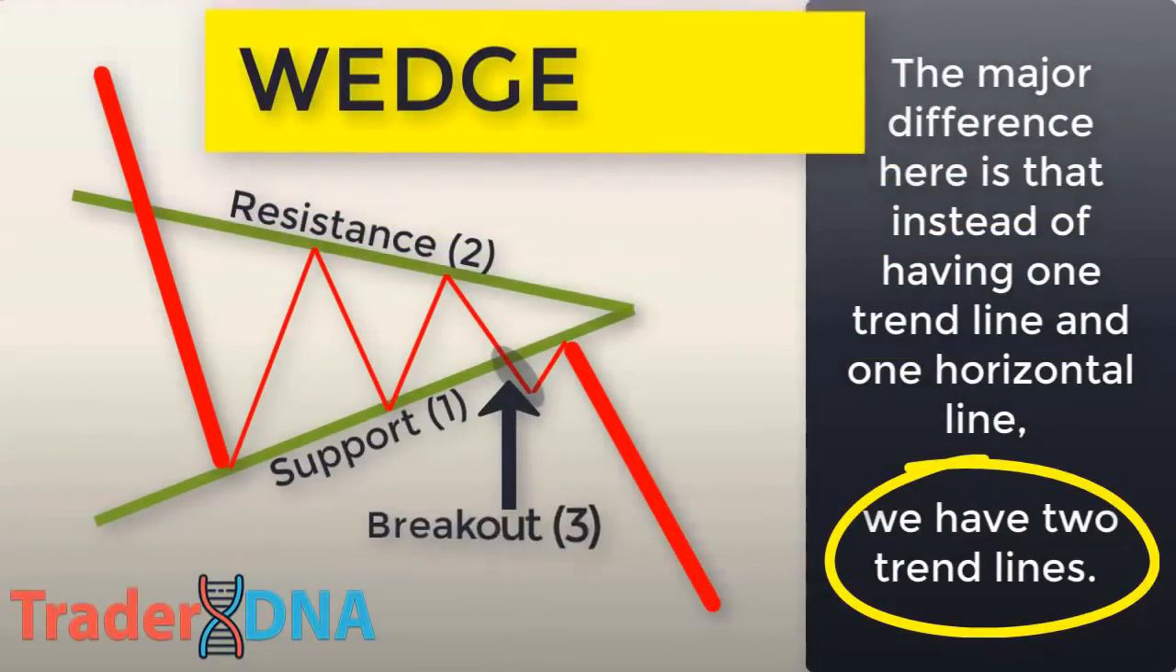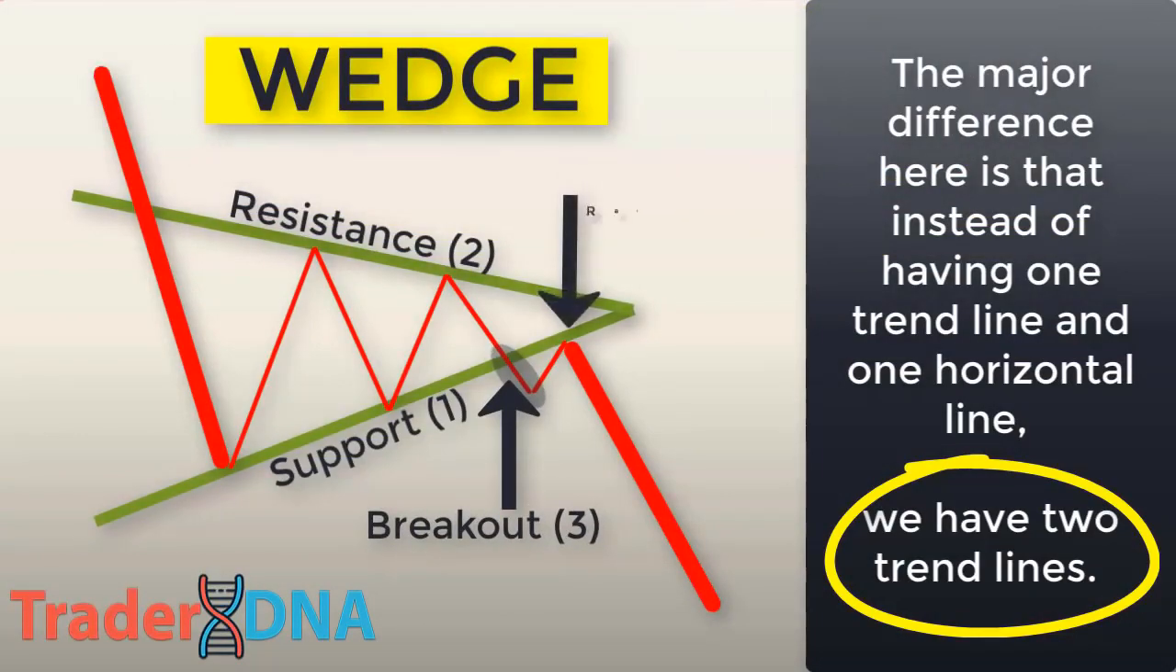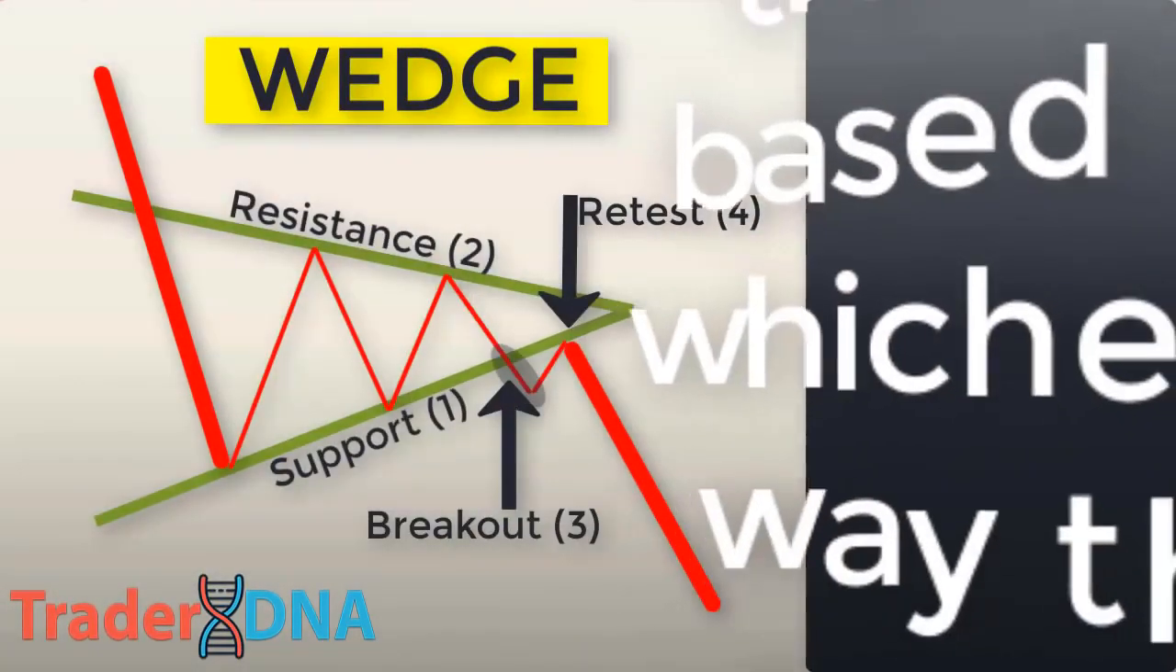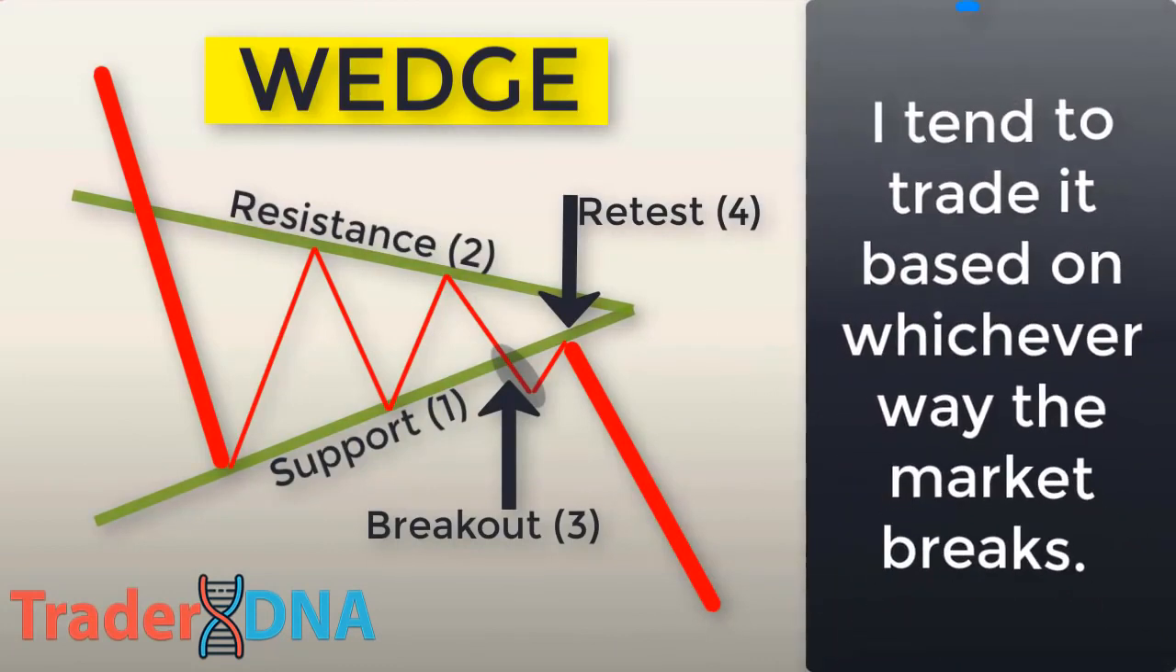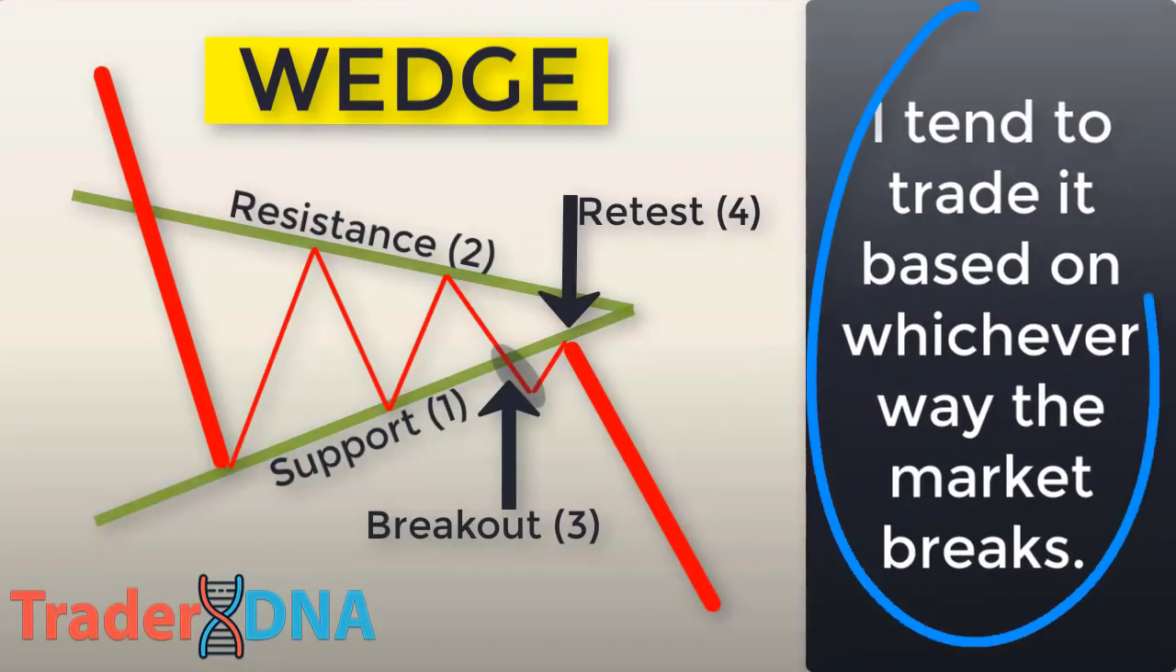The breakout to this pattern occurs when the market eventually breaks to one side or the other. While a wedge is typically a continuation pattern, I tend to trade it based on whichever way the market breaks. In other words, I let the market show its hand before making any considerations about future price movement.